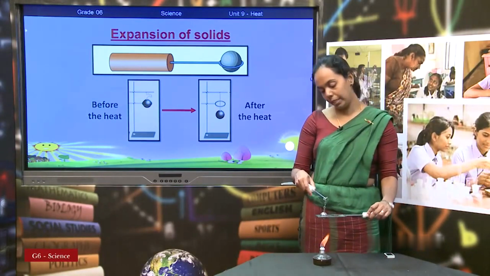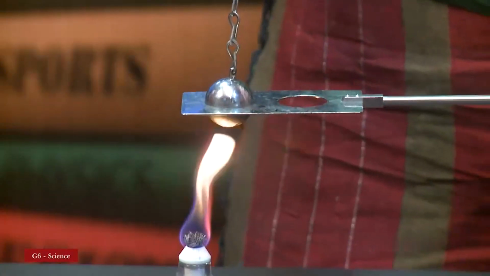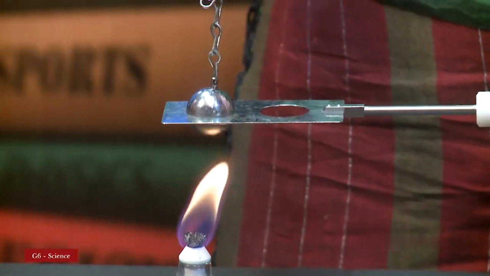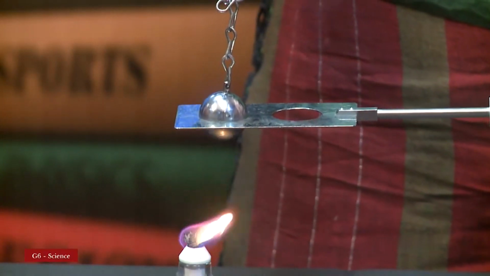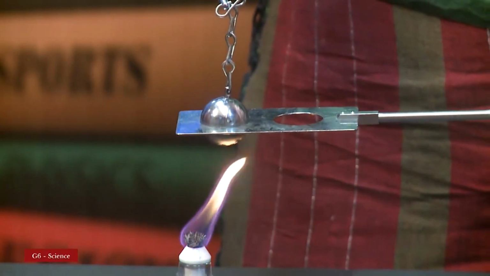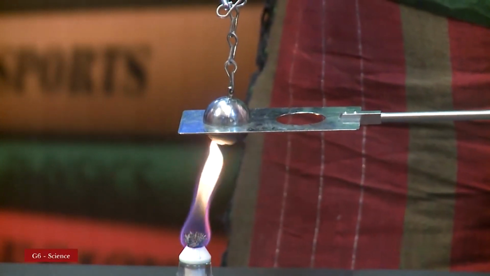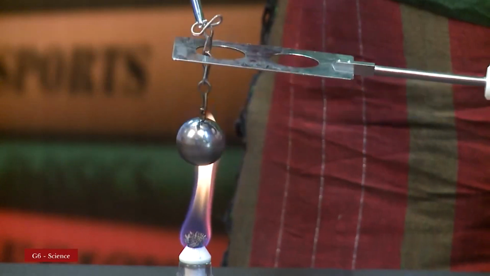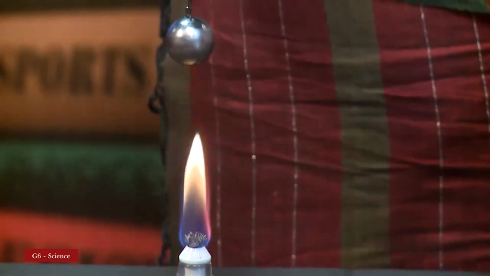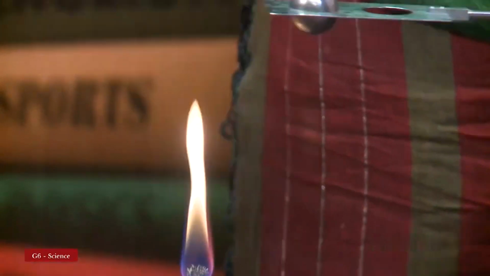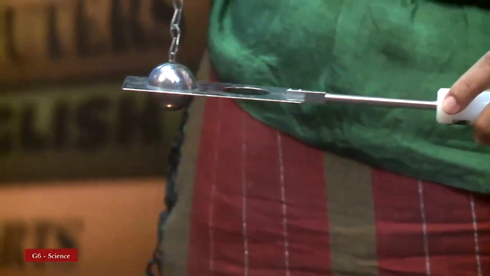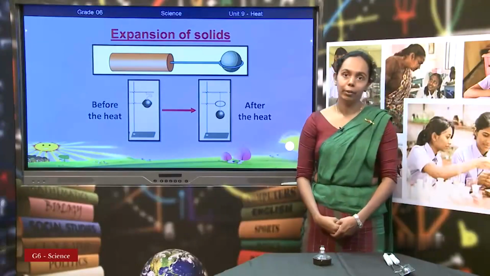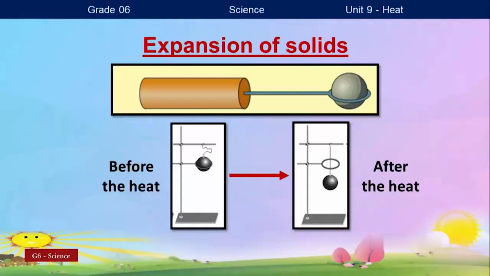Okay, by using a spirit lamp, now I am heating the loop. Now you can observe what happened to the marble. Okay, now you can see when we are heating the loop, the marble passes through this loop. Now you know before the heating, this marble cannot pass through this loop. But after heating, the marble can pass through this loop.